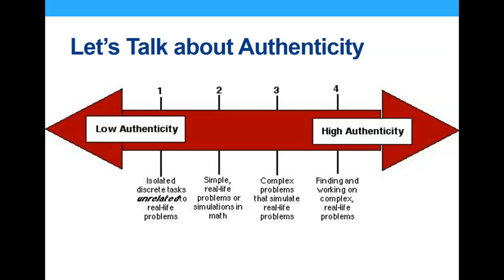With authenticity, what we're going for is that students can see something in this project that relates to something that they've seen somewhere else, or that connects with either types of writing that they've seen in the real world or processes that they've seen in the real world. So if we go to the far left of this authenticity continuum, we see low authenticity, and these are isolated, discrete tasks unrelated to real life problems.